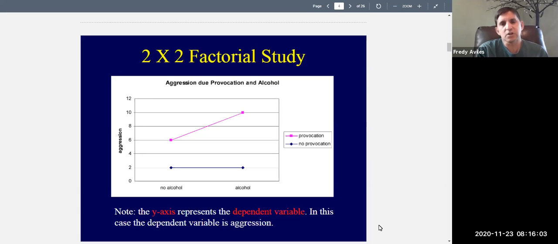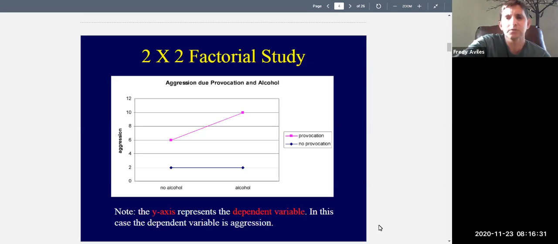But because one of them is sloped, that means there's probably a main effect. And what is the main effect? Well, what is the label that we have at the bottom there for the x-axis? It's alcohol. No alcohol versus alcohol. There's a main effect of alcohol. That means that those participants that were intoxicated were more aggressive than those that were not. Okay, that's what that means.